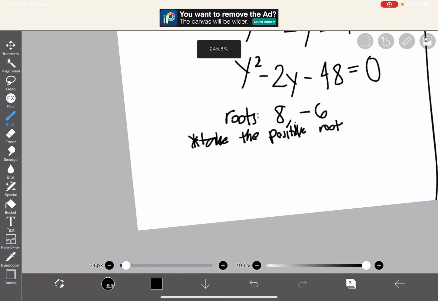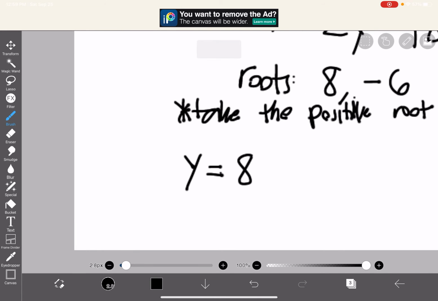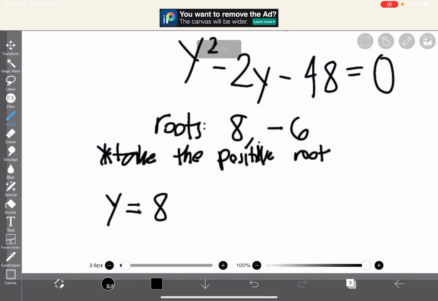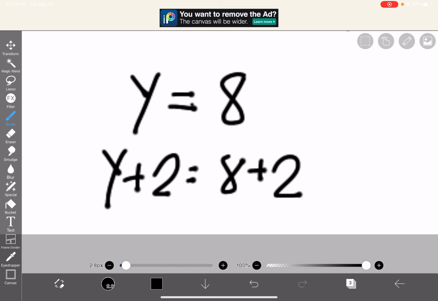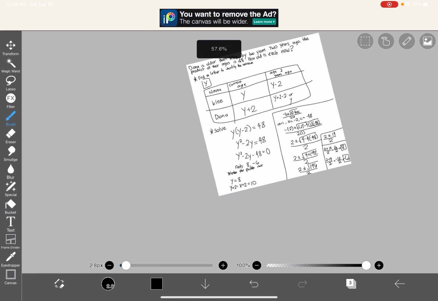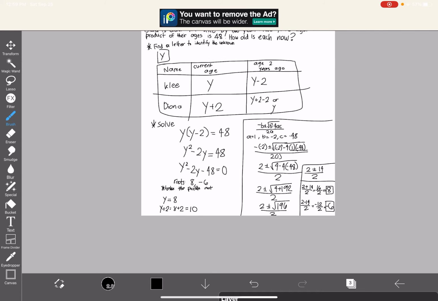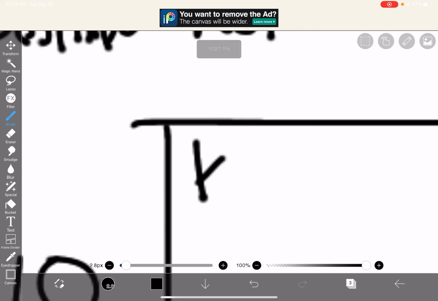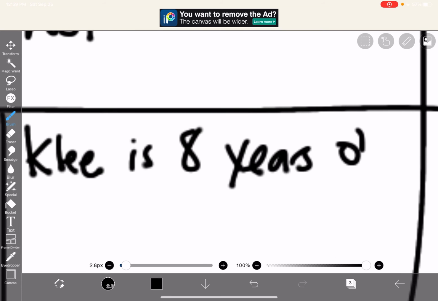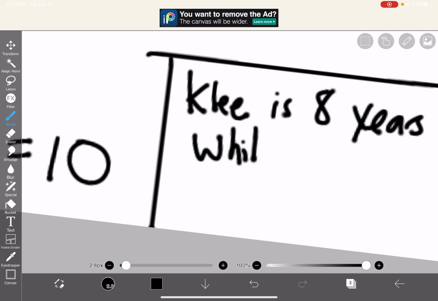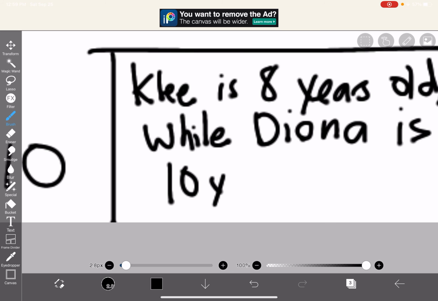So the current ages are Y and Y plus 2. Y equals 8. By the way, we're going to take the positive root because age is a positive number, not negative. Just a reminder. Y plus 2, 8 plus 2 is 10. Now, let's write our answer in sentence form. Klee is 8 years old, while Diona is 10 years old.